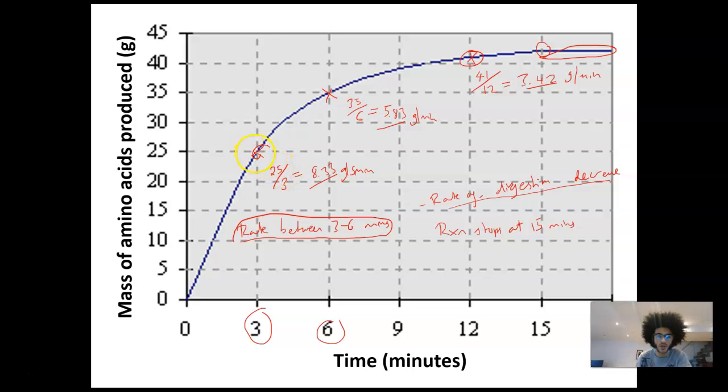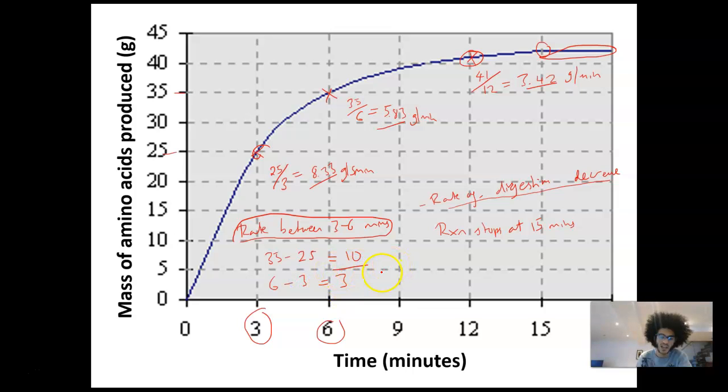For example, between 3 and 6, 3 minutes is here, at 25, and 6 minutes is up here, at 35. So the difference in mass between those two points is 35 take away 25, which equals 10. Then the difference in time between these two points is 6 take away 3, which gives me 3.